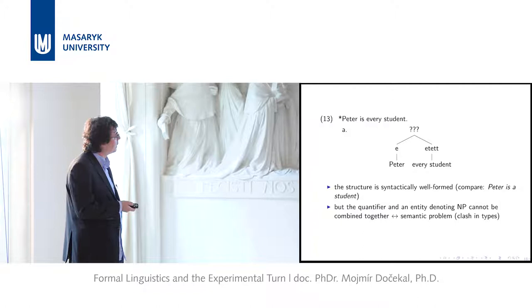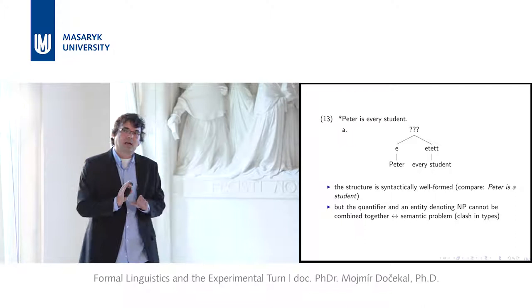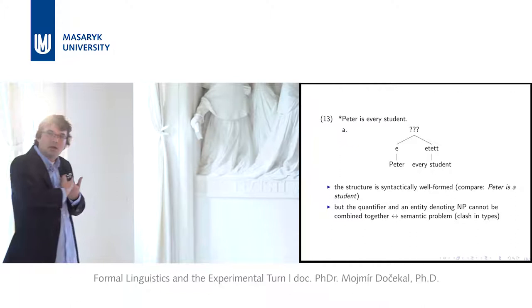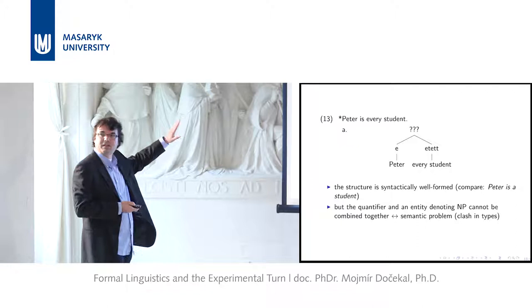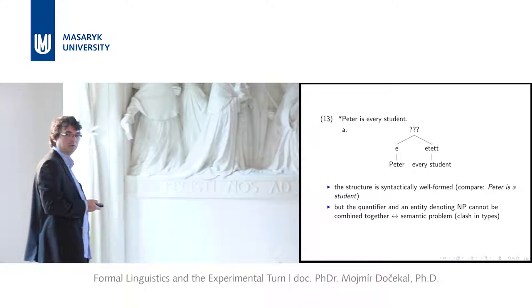So you see different types of explanation, but somehow the spirit remains the same. We have rules and we have structure, and the structure in formal semantics somehow is very close to what formal syntacticians do. But in formal semantics, we pay more attention to the meaning. That's the take-home message from this part.